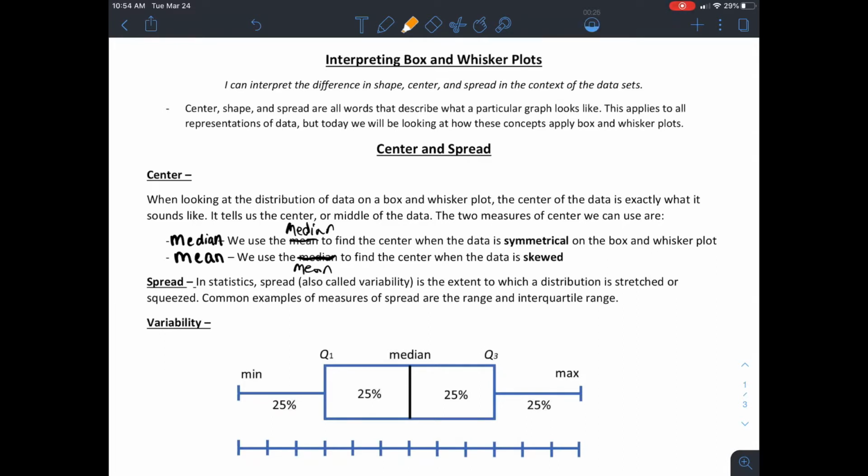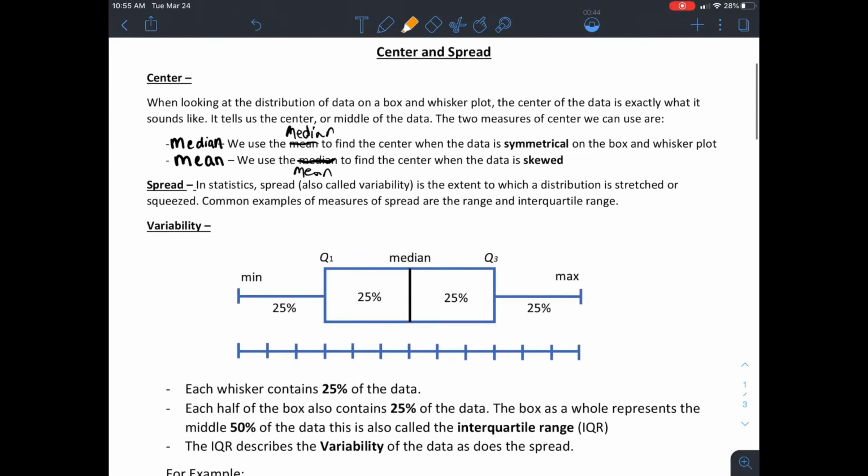Shape, center, and spread are all words that describe what a particular graph looks like. This applies to all representations of data, and we'll look at how they look in other representations, but today we're going to look specifically at how they apply to box and whisker plots. So the first thing I want to talk about is, what do center and spread mean?